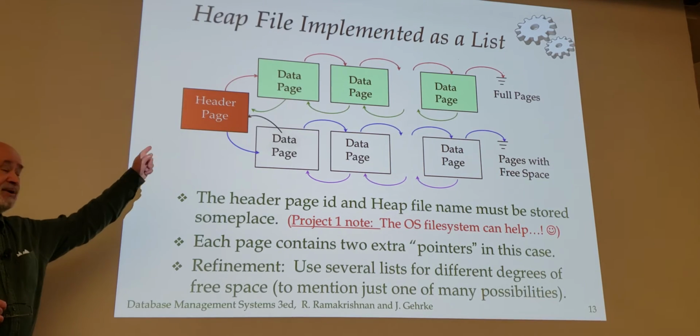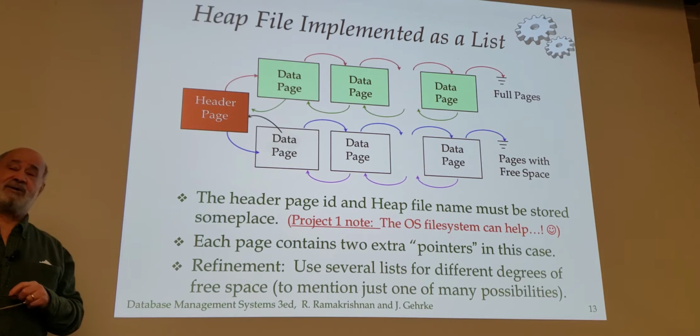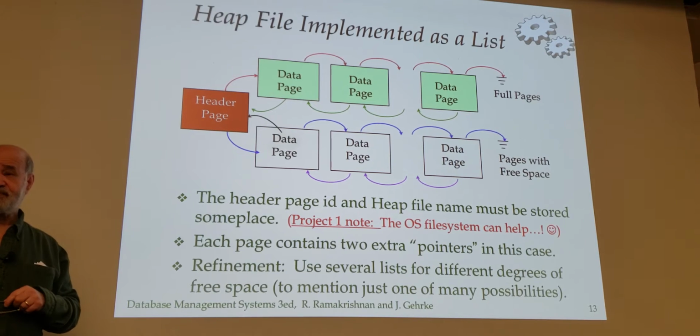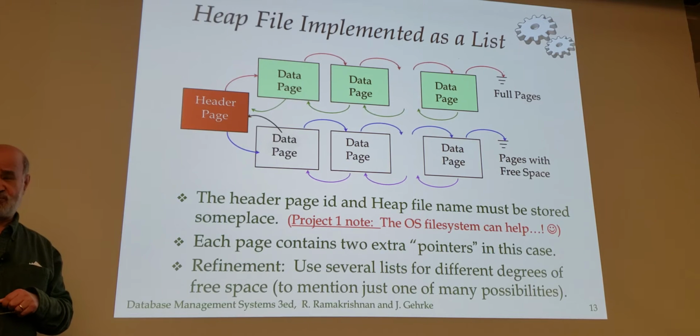And let me correct something that I just said. The full pages are ones where there's no space for any more records. The pages for free space, those are pages where, I misspoke, I said that the pages were free, they're not. These are pages that have some free space on them, which means you can put additional records on those pages.